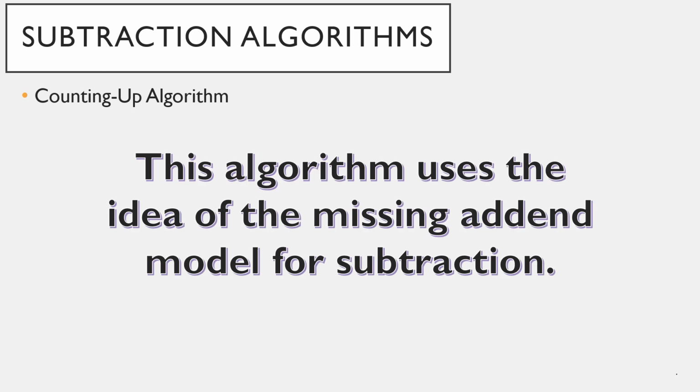So let's look at the description. It says, this algorithm uses the idea of a missing addend, the missing addend model for subtraction. And I went ahead and put the steps in because I know a lot of you may not be familiar with making change, since if you've ever worked at a cashier type job, it'll just tell you what the change is for the customer, so you don't have to count that up yourself. All right, but I wanted to make sure that you knew step by step how to do this.